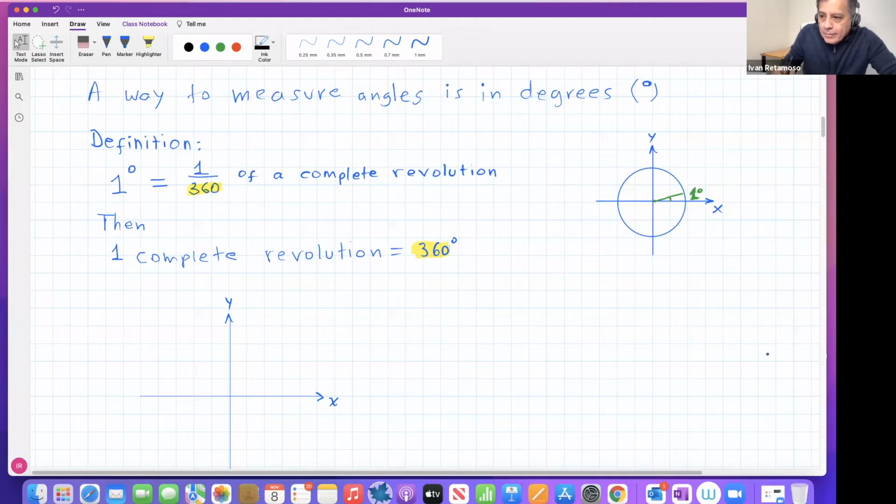Now, based on that, let's represent it here first, right? This is 360 degrees, a full revolution, 360 degrees. Based on this, anyone in the chat could tell me what should be this in degrees from here up to here.